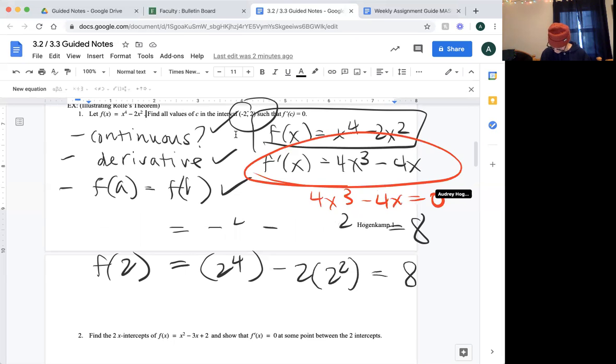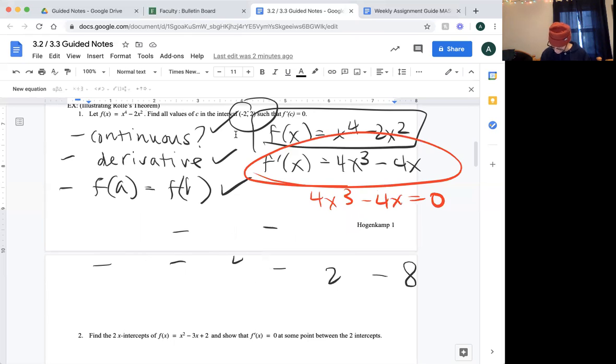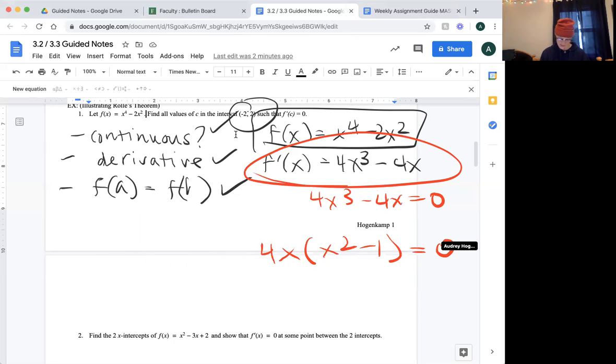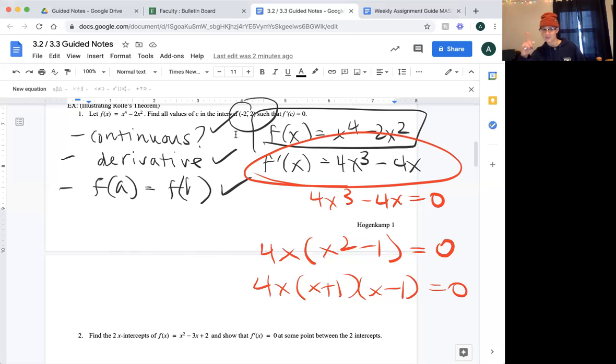I'm going to go ahead and erase this work here so I have some room to write. And what I'm going to do to solve for x here is factor out my greatest common factor, which is going to be 4x. So when I factor out 4x, I get 4x times x squared minus 1 equals 0. And then I can factor x squared minus 1 into x plus 1 times x minus 1. And that's equal to 0. Since I have things multiplied together and equal to 0, you might have forgotten this, but because of the zero factor property, we can set each thing individually equal to 0. So 4x equals 0, x equals 0.